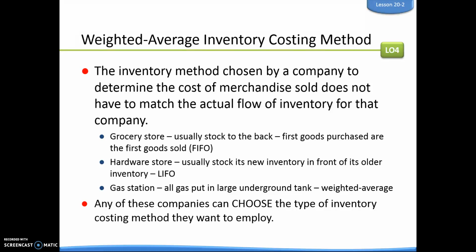However, any of these companies that we just talked about can choose the type of inventory costing method they want to use. So the grocery store, even though the actual flow is FIFO, they could choose to do LIFO or weighted average. Same thing with the gas station. Even though their flow is weighted average, they could choose to do FIFO or LIFO. It's completely up to the company.